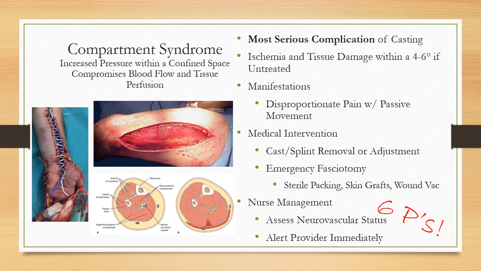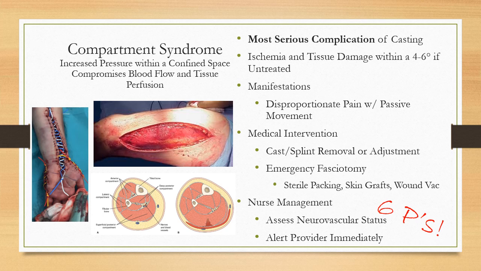Okay? And remember those 6 P's, right? Remember what happens to the limb distal to the compartment syndrome. The pulselessness, the pain out of proportion at the compartment site. So you lose your pulses distal to the compartment syndrome. You'll have pale looking skin because the artery is being compressed.